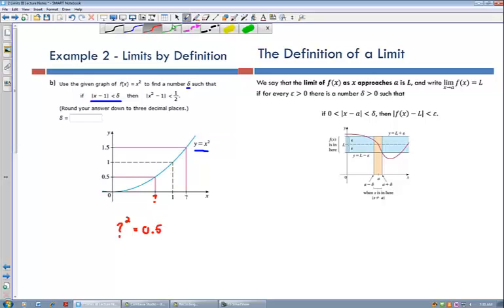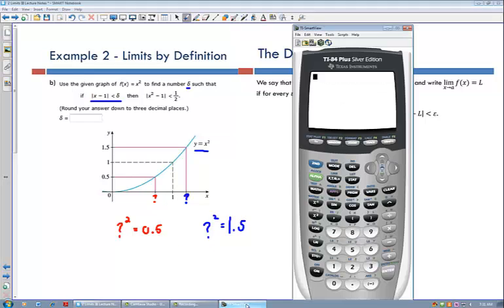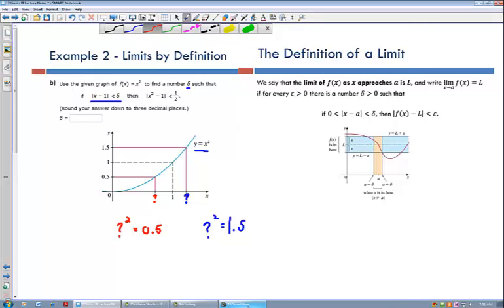Whereas this other question mark right here, oops, I want to use a different color. This question mark right here, different number. If I square it, I'm going to get 1.5. And so what I can do is figure out the square roots of these with my calculator. So take second square root of 0.5, and that's going to give me this number. And so I can write down in red this answer.